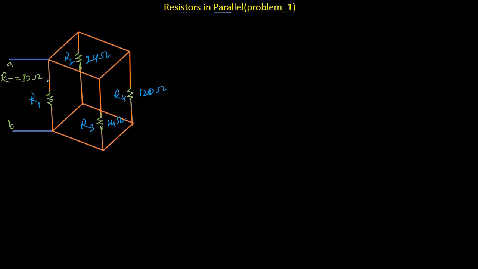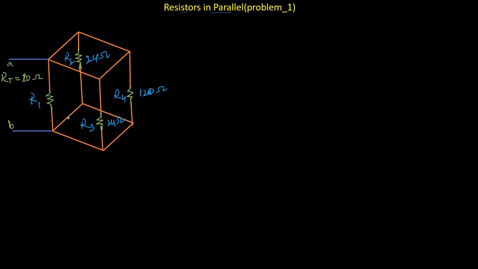If you analyze this network briefly, you would see that these 4 resistors are in parallel connection because R1, R2, R3, R4 are connected to point A and point B. These 4 resistors are sharing the same 2 points, so they are said to be in parallel. In this question, we are just asked to find the resistance value of this first resistor.